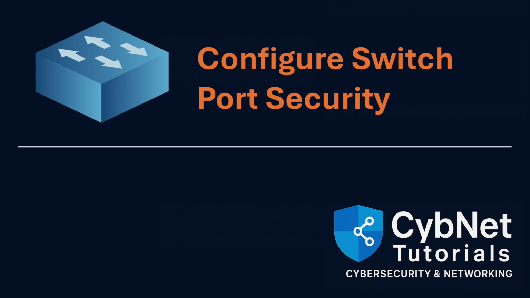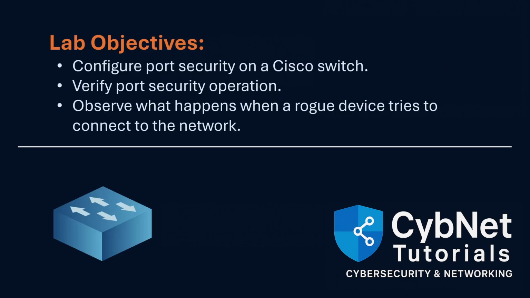Today I will show you how to configure and verify switch port security. Port security is a key feature that helps prevent unauthorized devices from connecting to your network by restricting which MAC address can access a switch port. The objectives of this lab are simple: configure port security on a Cisco switch, verify port security operation, and observe what happens when an attacker device tries to connect to the network.